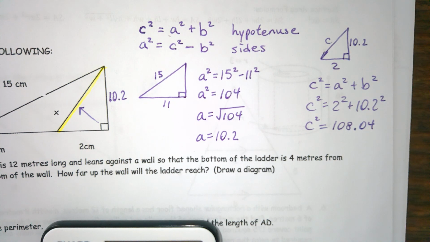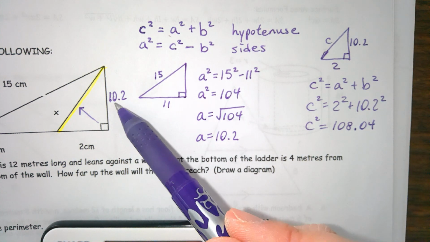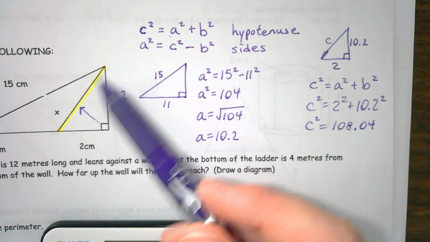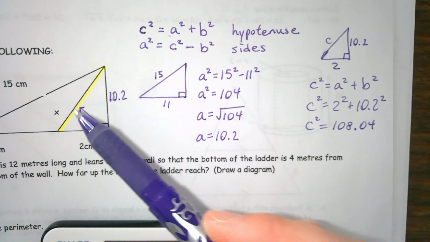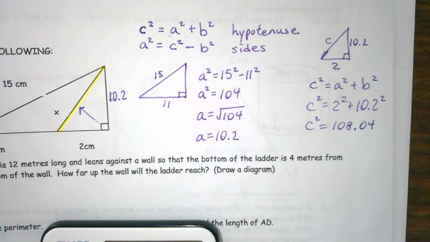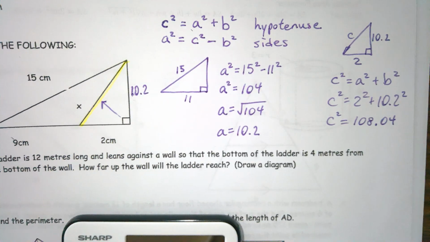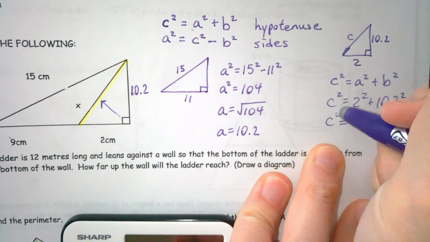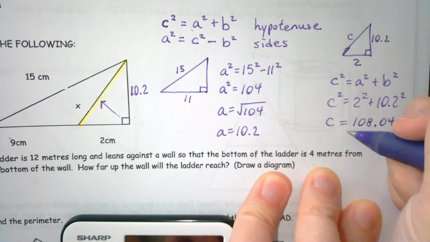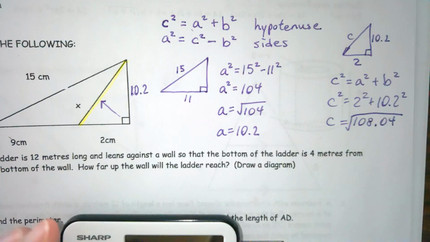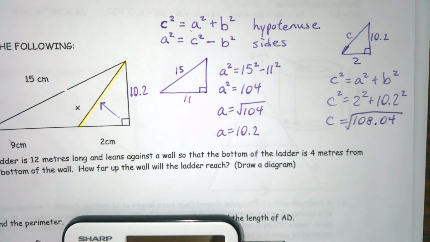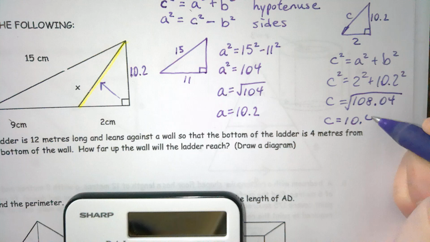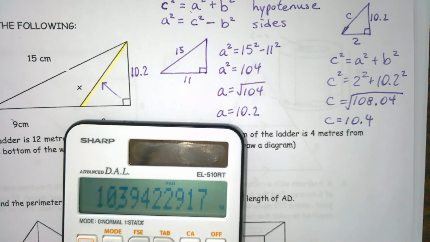Forgot the square root. If you look at the numbers right here, if this is 2 and this is 10, can this be 100? So when you get a final answer, always go back to your diagram to check if it makes sense. Doesn't make sense? Yep, I forgot to do the square root. So square root of that, and after rounding, I get 10.4. That's my final answer.